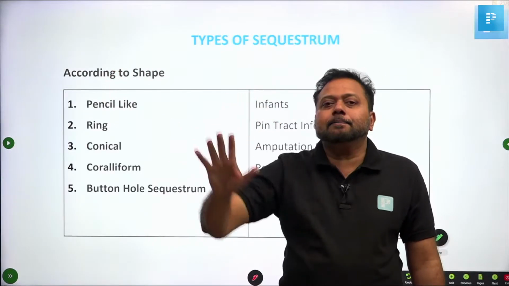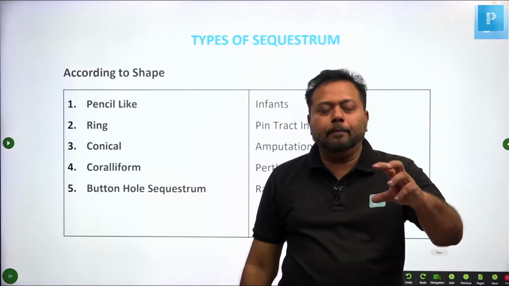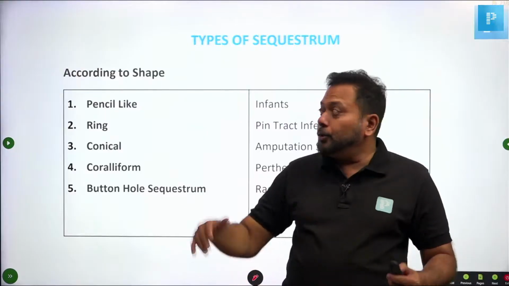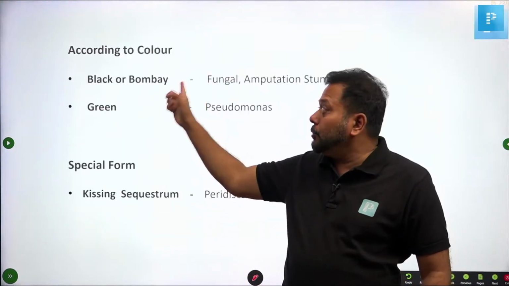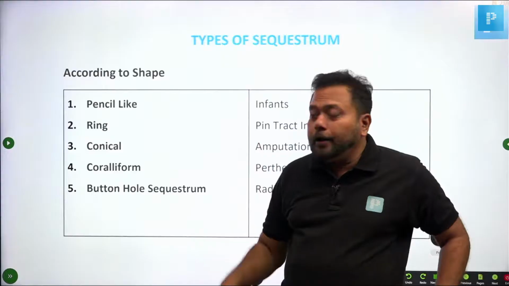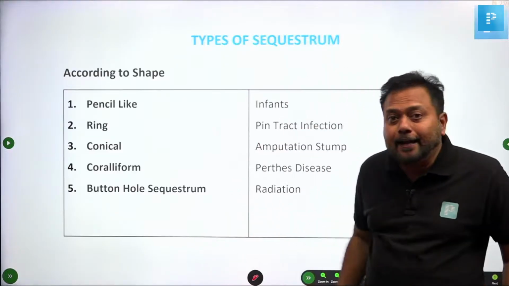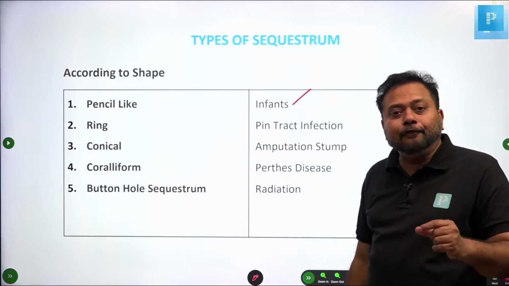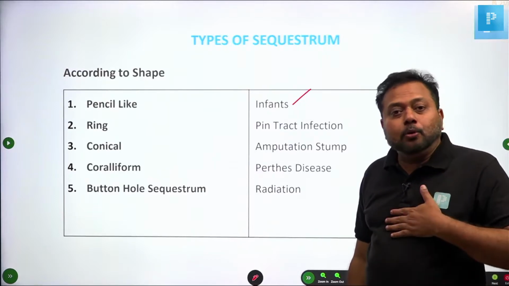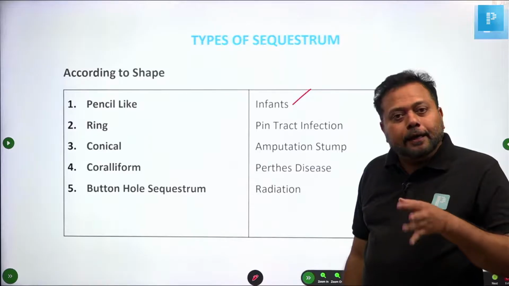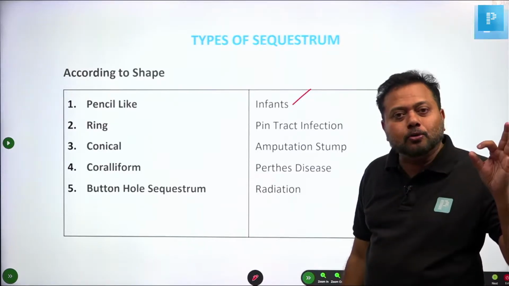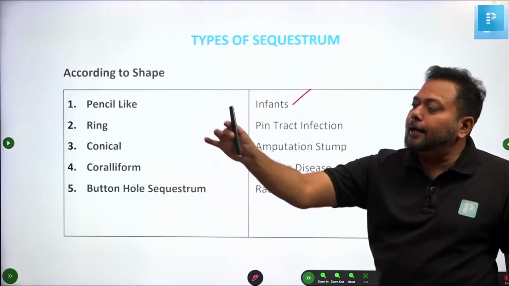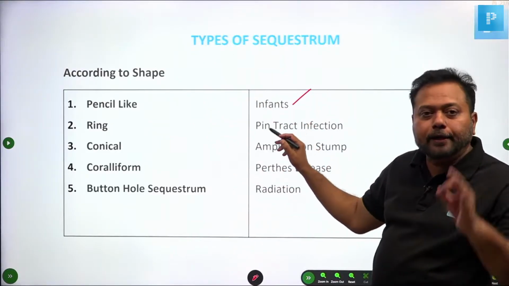Okay. In certain special situations, you will get special sequestrum. So sequestrum is classified according to shape, according to consistency, according to color. According to shape, you can get a pencil-like sequestrum in case of infants only. Because in an infant, osteomyelitis, everyone knows, will affect only the metaphysis. In infants, it will involve the diaphysis also. So the whole diaphysis is like a sleeve. When it comes out, it looks like a pencil. So pencil-shaped sequestrum only in infants.